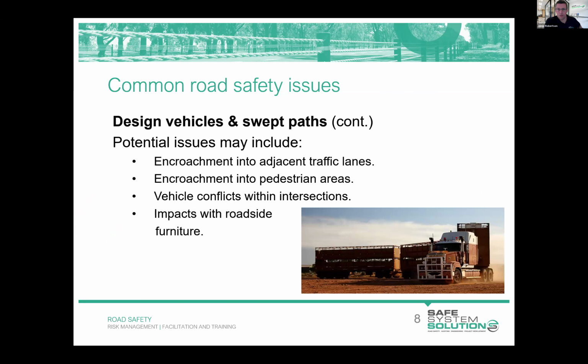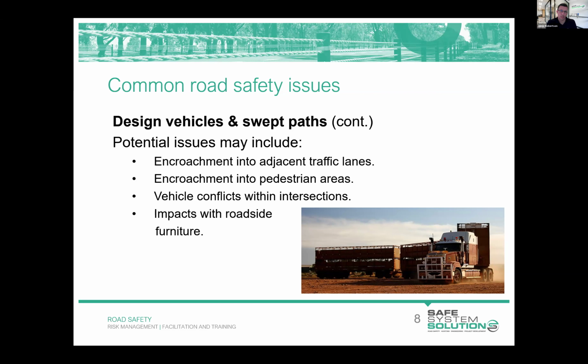We might find that if we don't provide enough space, the larger vehicles using the road will encroach into areas that they shouldn't. They might cross into adjacent traffic lanes or cut across pedestrian areas. You might see conflicts between opposing turn movements, and a telltale sign on site is impacts with roadside furniture, signs, vehicle tyres or wheel tracks behind curbs breaking up, and these types of things. So all of those issues are to do with there not being enough space for larger vehicles.